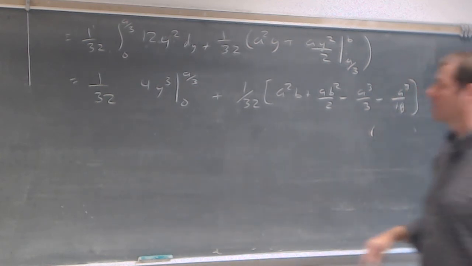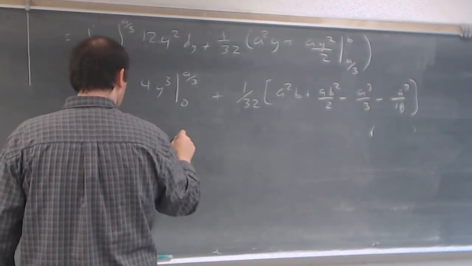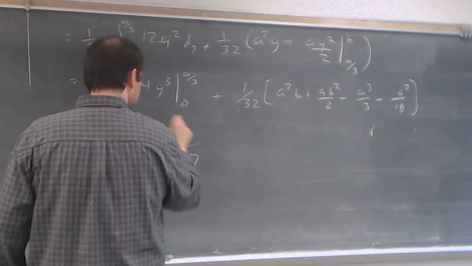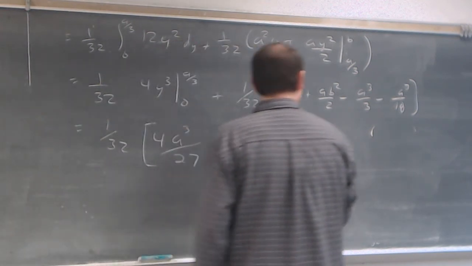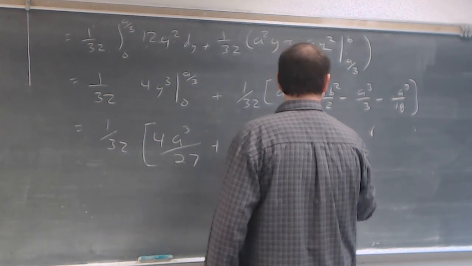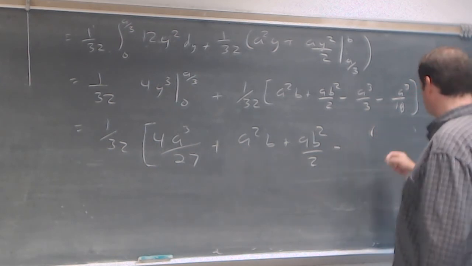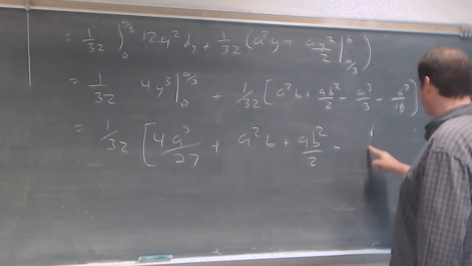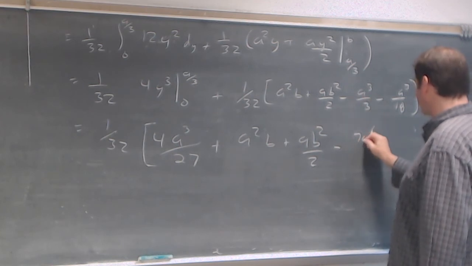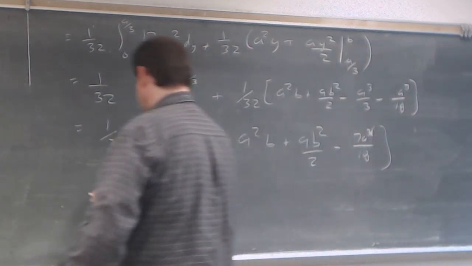Here, this is 1 over 32. Here, this will be 4 a to the third over 27 plus, I'm going to take out this 1/3 here. This will be a squared b plus ab squared over 2. Here, this is going to be minus, the common denominator here is 18, so let's see, this would be 6, it would be minus 7a to the third over 18. These two guys are like terms, so let's combine them.